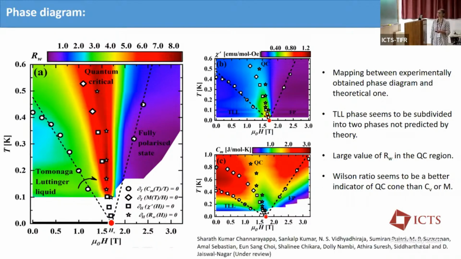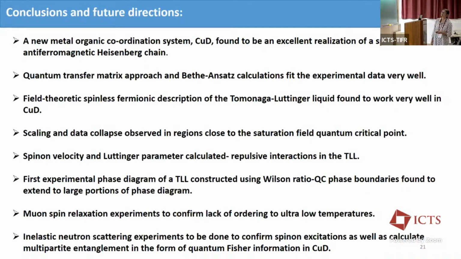Okay, so this paper has been submitted, it is under review, and I would like to conclude by saying that we have found a new metal organic coordination system CUD, which seems to be a very good realization of a spin-half Heisenberg chain. Quantum transfer matrix and Bethe ansatz fit the experimental data very well. Field theoretic spinless fermion description also is found to fit very well in CUD. We find very good scaling and data collapse in the regions close to the saturation field. We've been able to calculate the spinon velocity and Luttinger parameter for the first time in any spin-half Heisenberg chain.